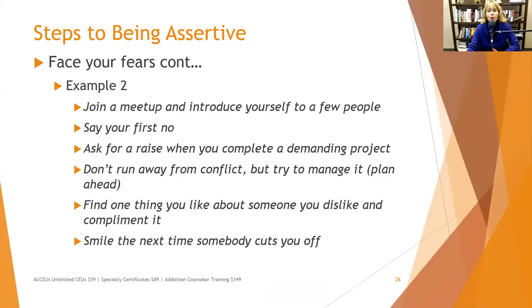Encourage them to not run away from conflict, but try to manage it. So they need to plan ahead. If they know they're going to have a discussion with a roommate, plan ahead, behaviorally rehearse in their own mind how it might go and how they can assertively communicate. Find one thing you like about someone you dislike and compliment it, and smile the next time somebody cuts you off.